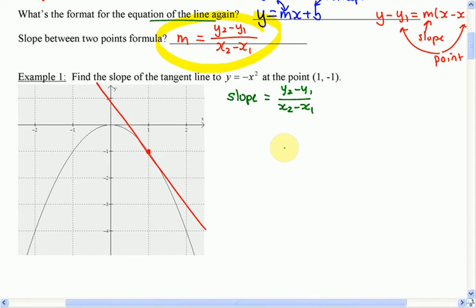Do we have a point, by the way? Yeah, which point? (1, -1). Good. We have at least one point. Where's our other point if we're going to make this slope? (0, 1)? Over here? Over here? Over here? Where should our other point be?